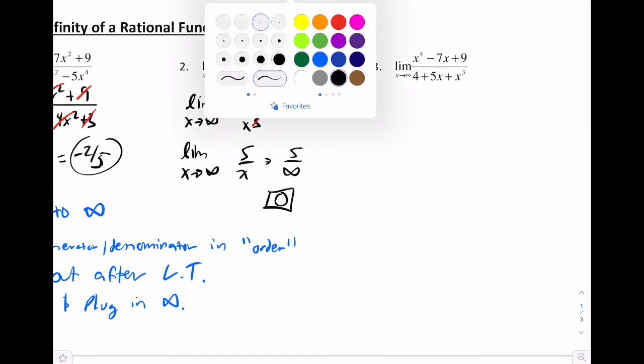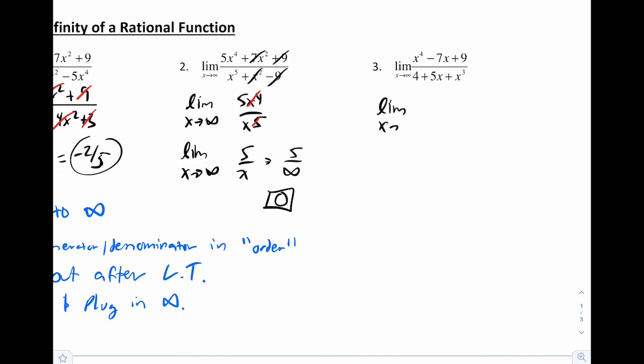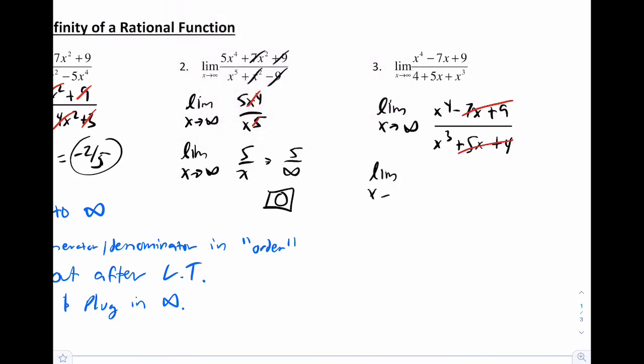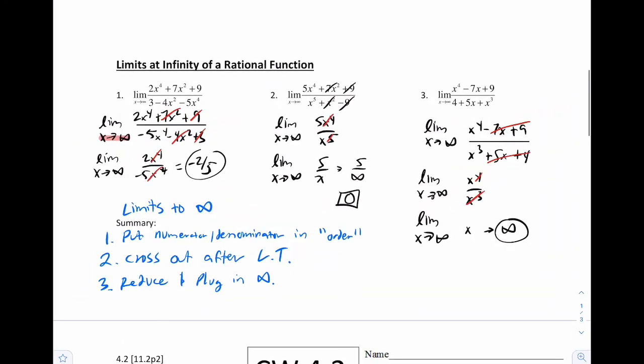Now for the final one, let's write it in order first. So the top should look like that. The bottom right here. We're going to cross out after the leading term. And we have our expression. Let's reduce it. So now we have the limit as x approaches infinity of x. So plug in infinity. The limit is infinity. And that's it for limits to infinity.